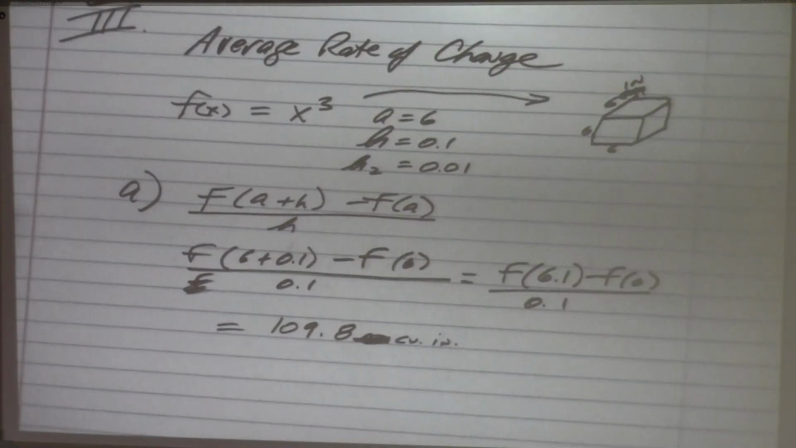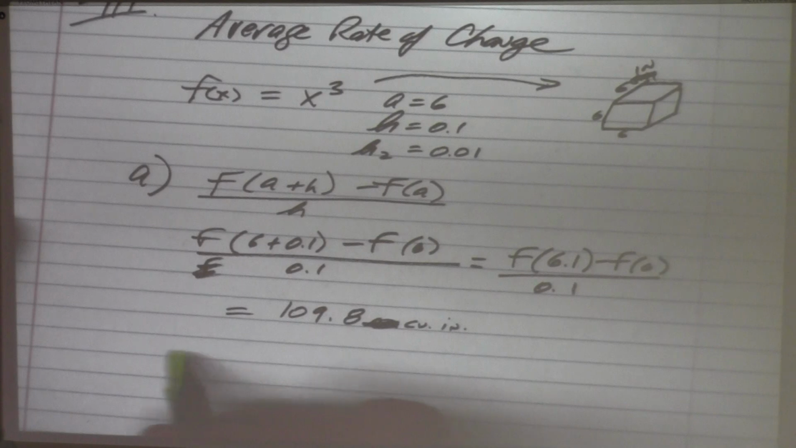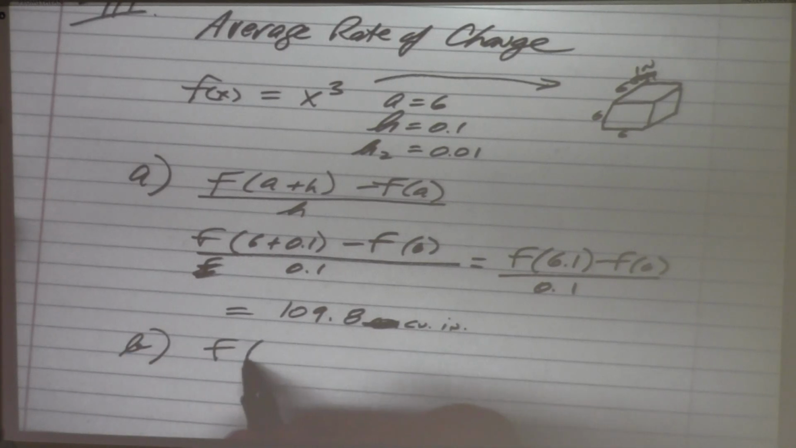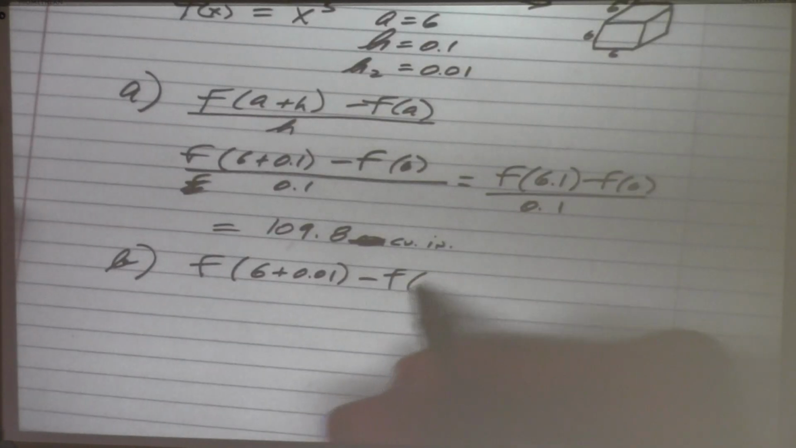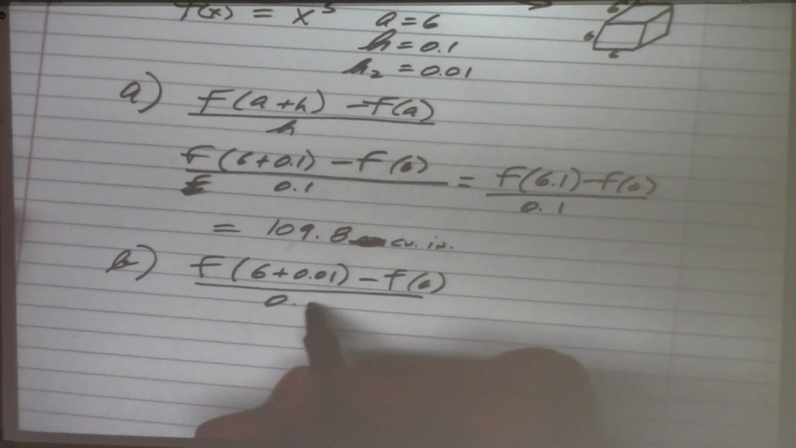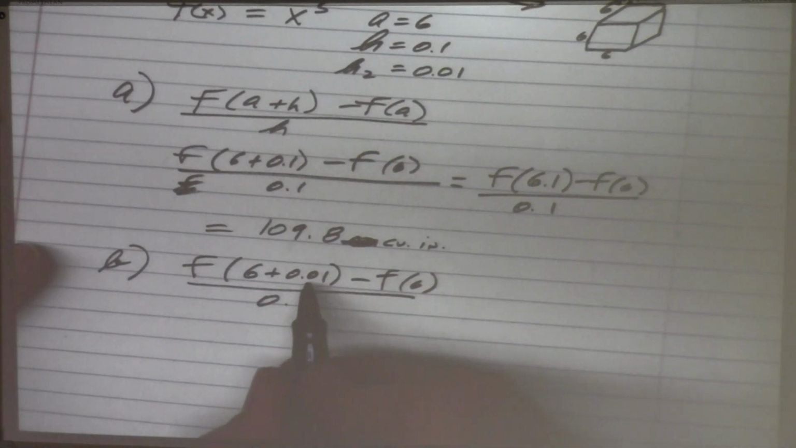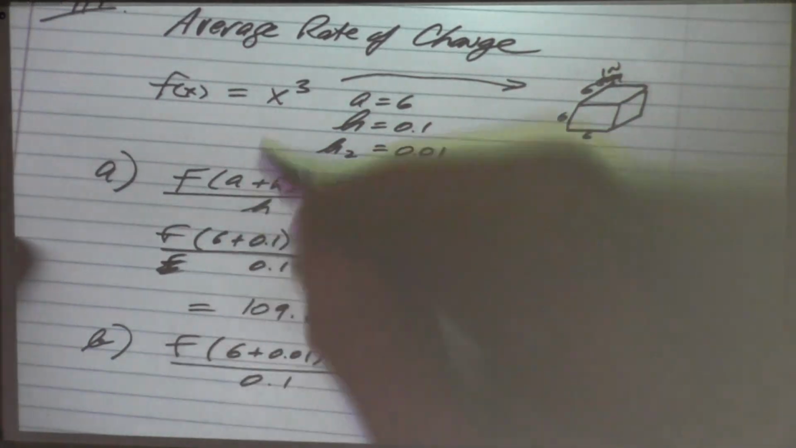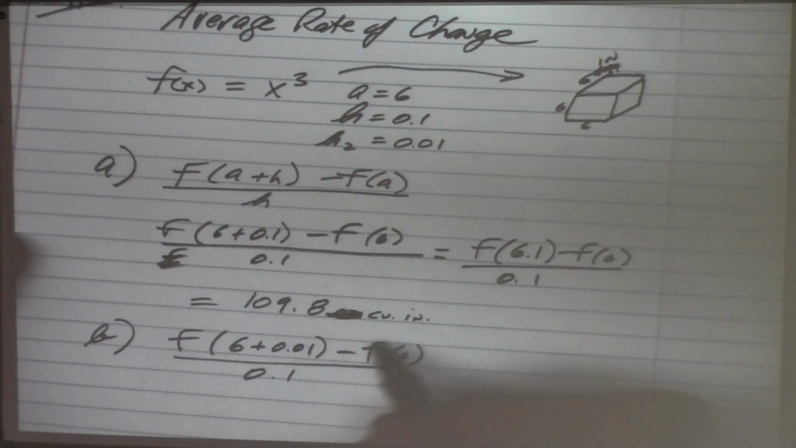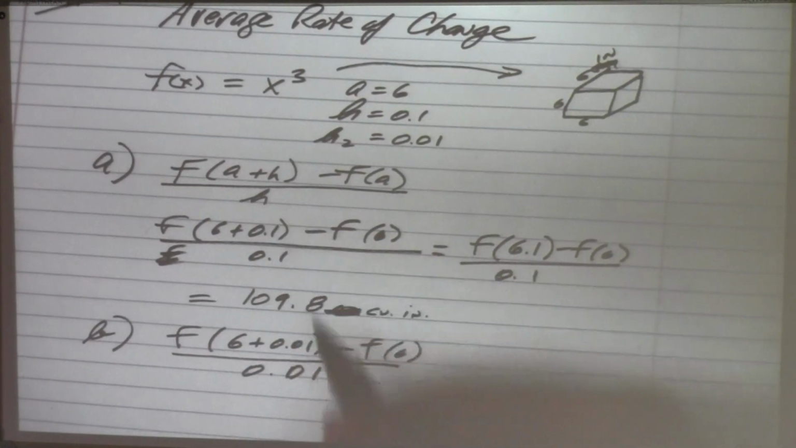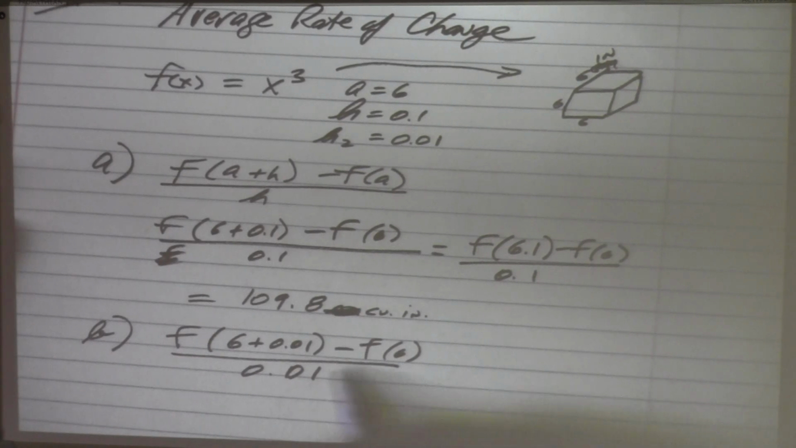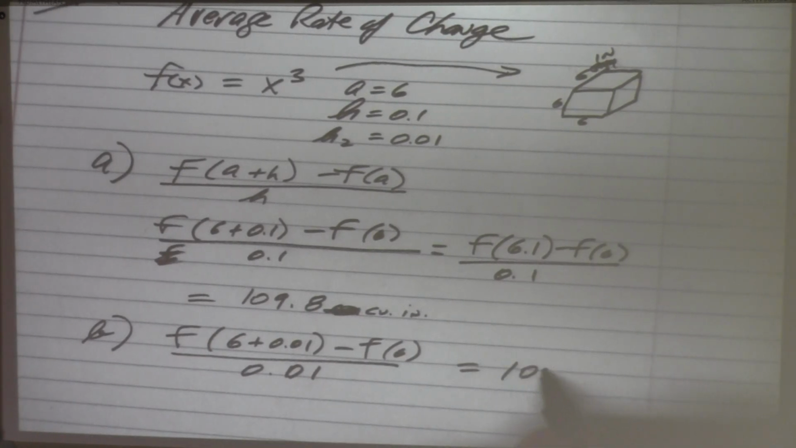Okay, now let's do it with h2. I'll do this as b. So the function at 6 plus 0.01 minus the function at 6, and then we're going to divide that by 0.01. So when you calculate that, 6.01 cubed, because it's x cubed, so the function with that, we'll put in 6.01 cubed minus 6 cubed divided by, oops, and I need to put the same one now. That was 0.1 and 0.1, this one's 0.01. So important thing to not make a mistake on. This one's going to equal 108.2 cubic inches.